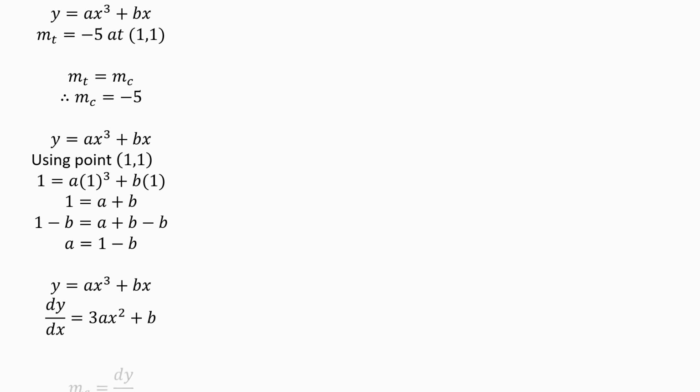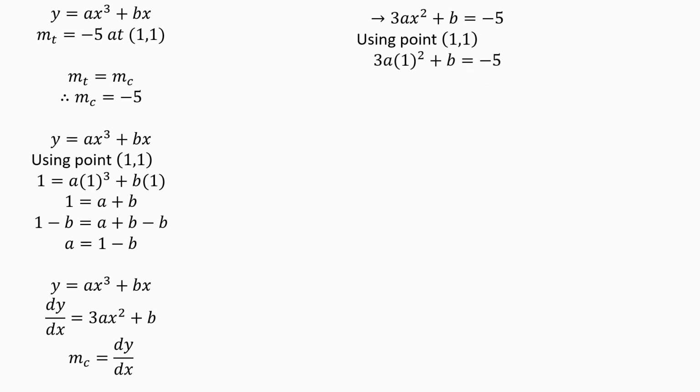And so we have said that the differentiation is equal to the gradient. Therefore, since we know that the gradient of the curve is negative 5, that implies that 3ax squared plus b equals negative 5. And so we still use the point (1, 1) since the gradient is at point (1, 1). So we are going to replace x with 1. Since we don't have y in this case, we won't use it. So we have 3a into 1 squared plus b equals negative 5. So that gives us 3a plus b equals negative 5.